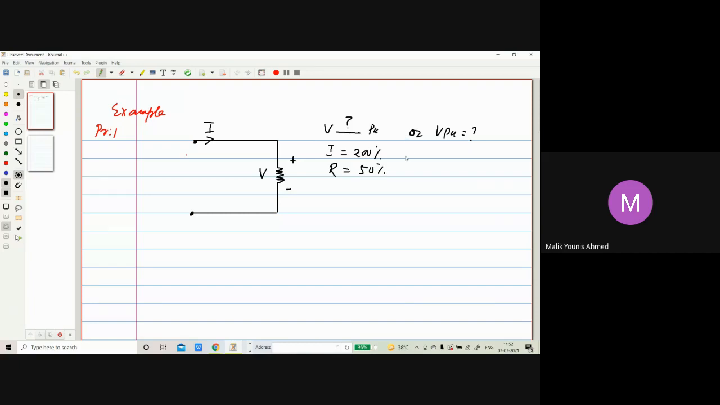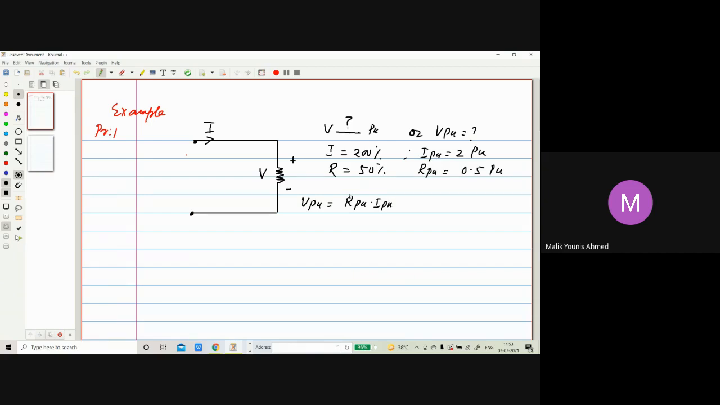Now in this case, I is 200%, which means I per unit will be 2 per unit. And R per unit will be 0.5 per unit. You need to divide by 100 because 100% means 1 per unit. So what is V per unit? The relationship is very simple. V per unit is R per unit into I per unit.